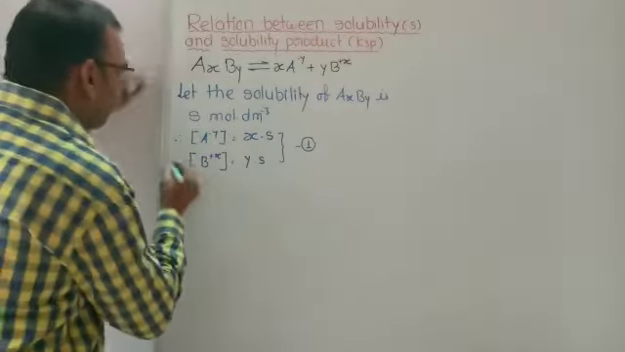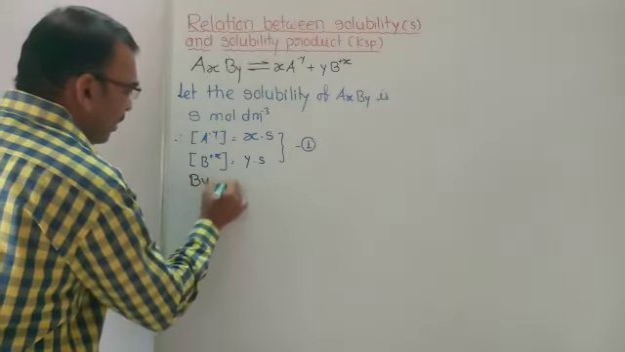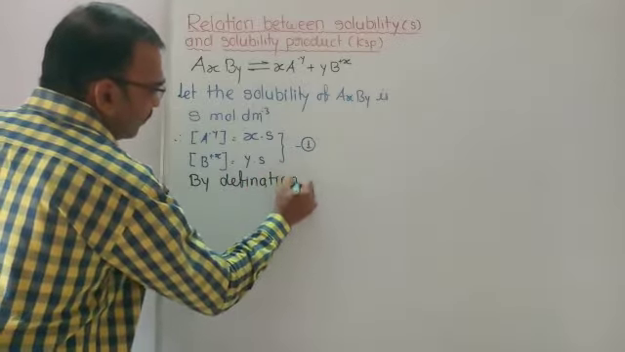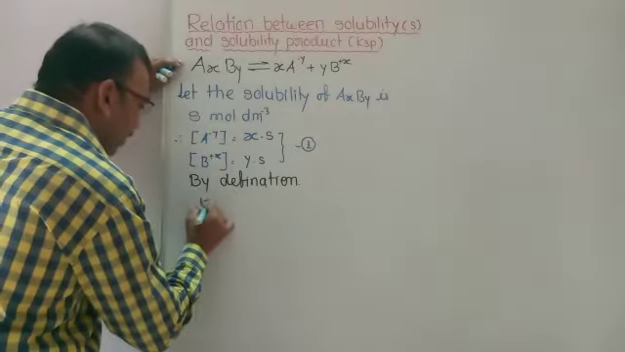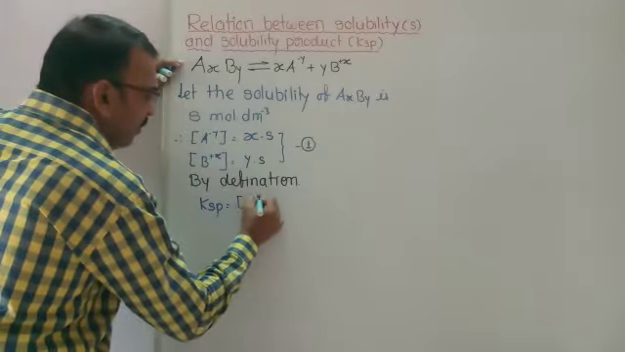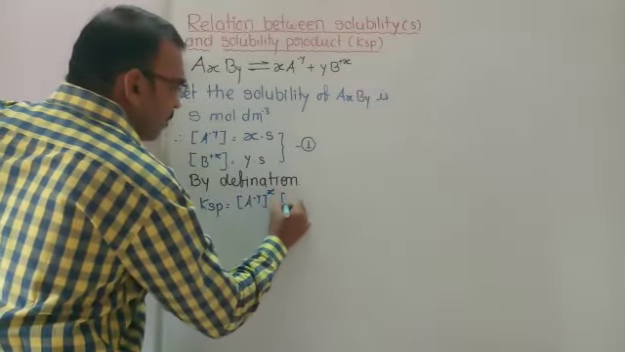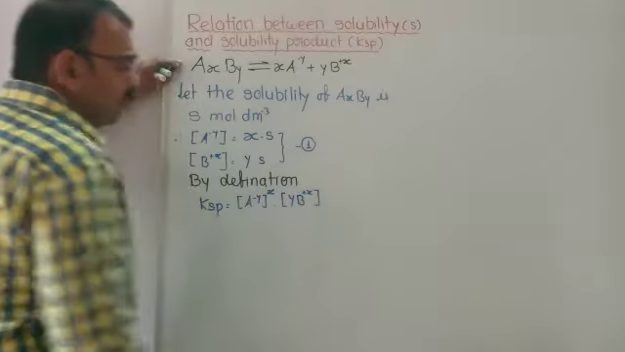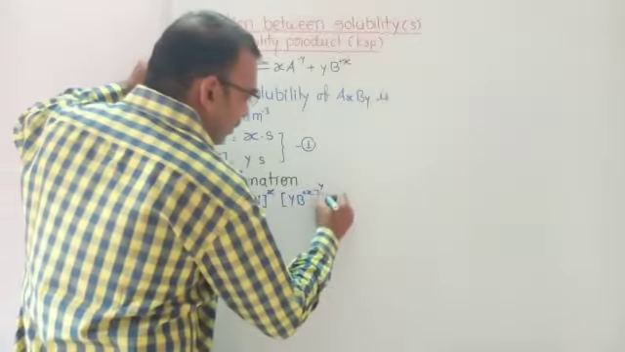By definition, the solubility product for the reaction is given by Ksp is equal to the concentration of A^y- ion to the power x, into the concentration of B^x+ ion to the power y. Let it be equation number 2.